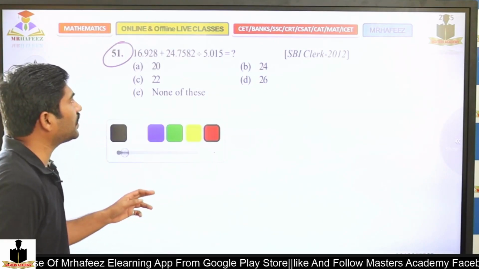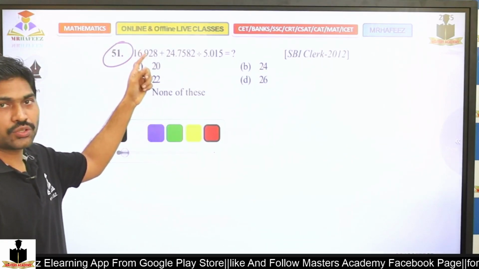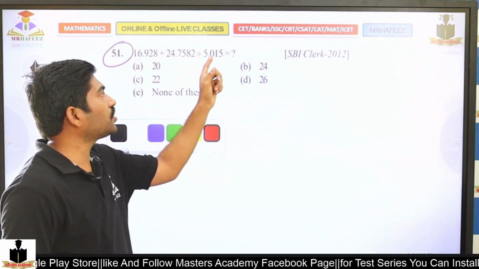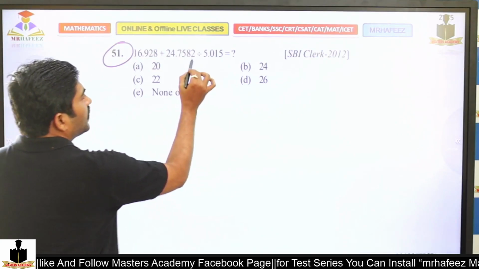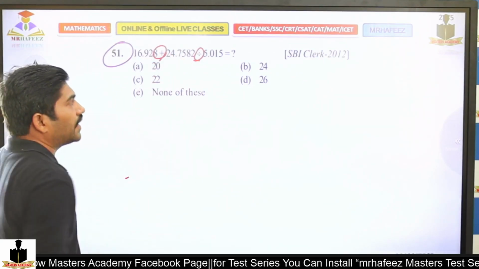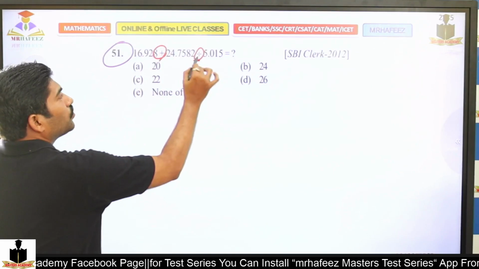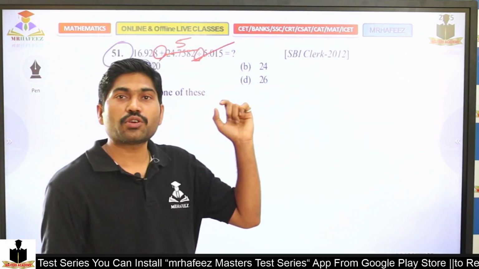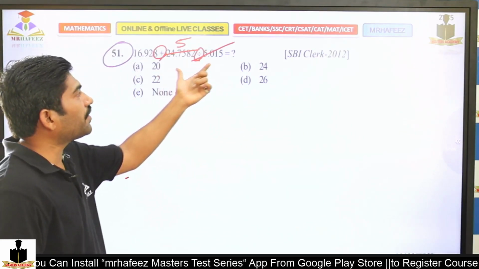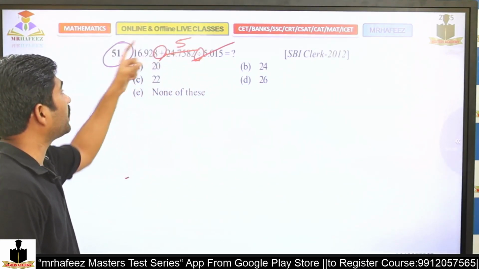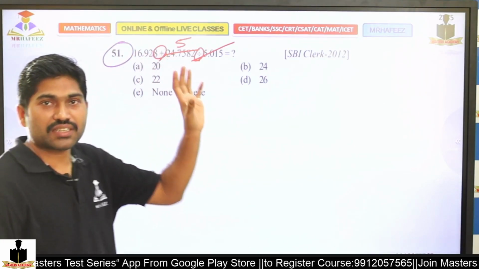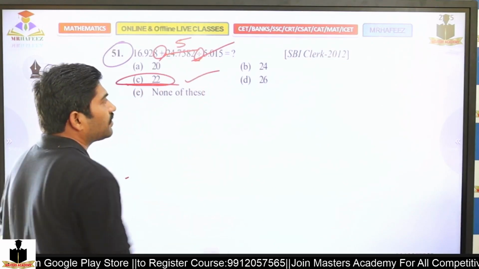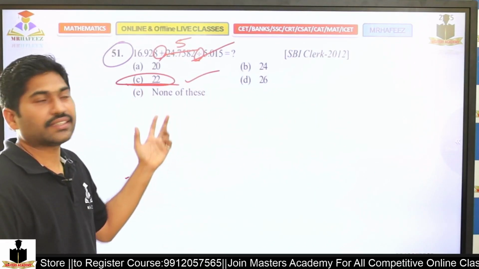So the question here is 16.928 plus 24.7582 divided by 5.015. The division comes first, later the addition. By division, 5 times 5 is enough, because 24 point something is very near to 25, and 5 how many times? 5 times. If I add 5, 16.9 is nearly 17, plus 5 is 22. So I can select the answer 22.